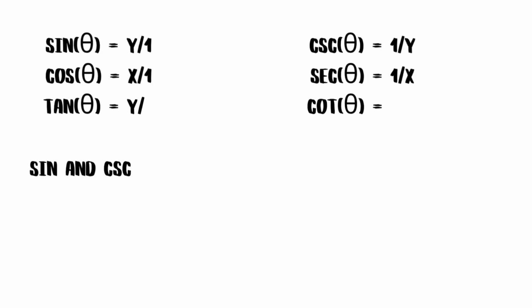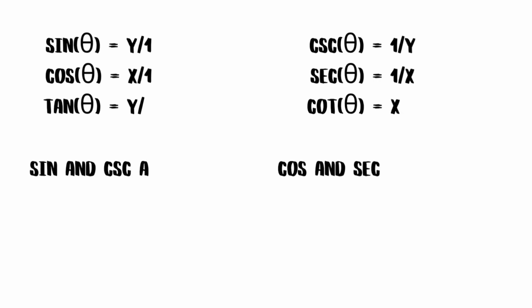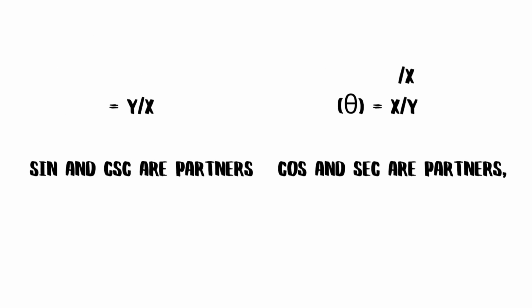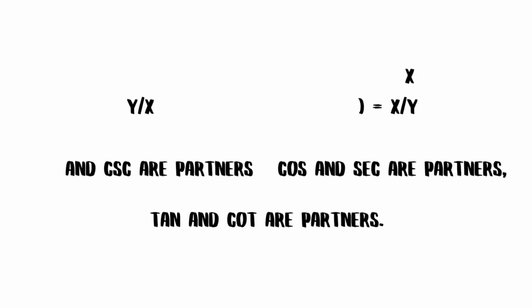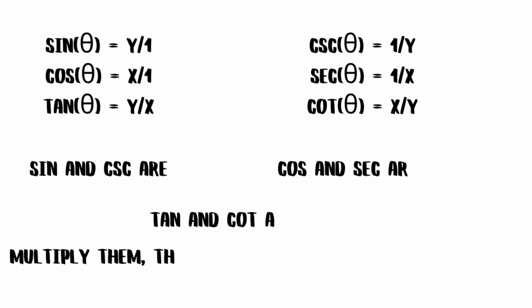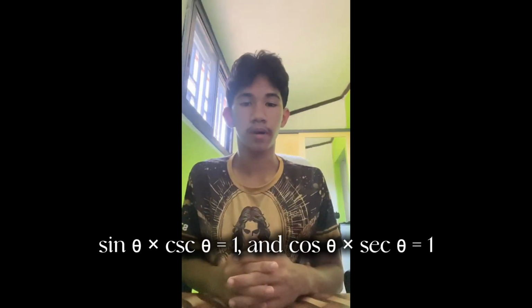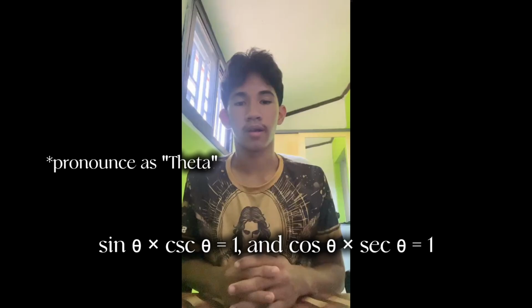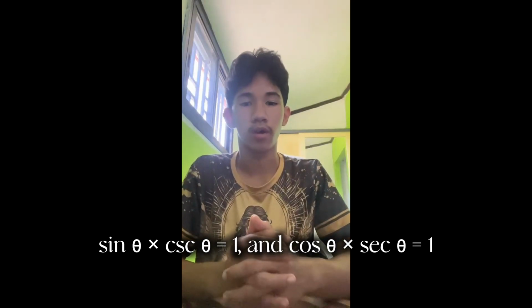Remember these pairs. Sine and cosecant are partners. Cosine and secant are partners. Tan and cot are partners. They are reciprocals of each other, meaning if you multiply them, the result is always 1. For example, sin theta times csc theta equals 1 and cos theta times secant theta equals 1. These relationships are helpful when simplifying trigonometric problems later on.